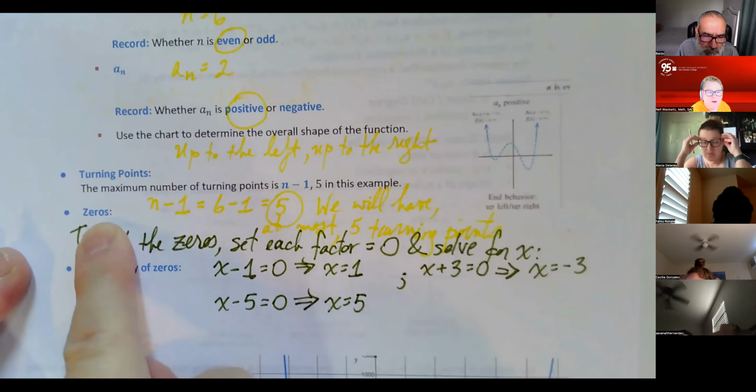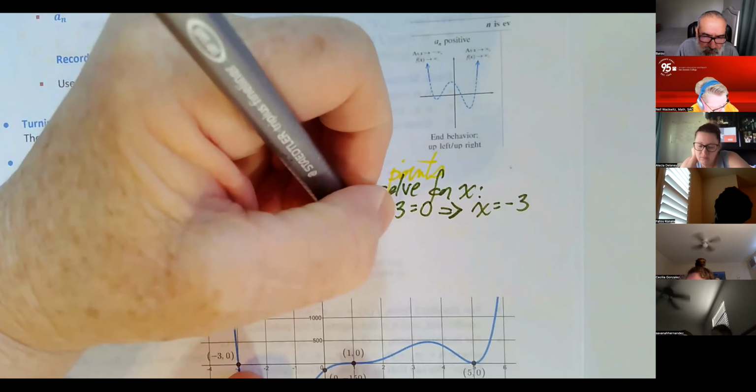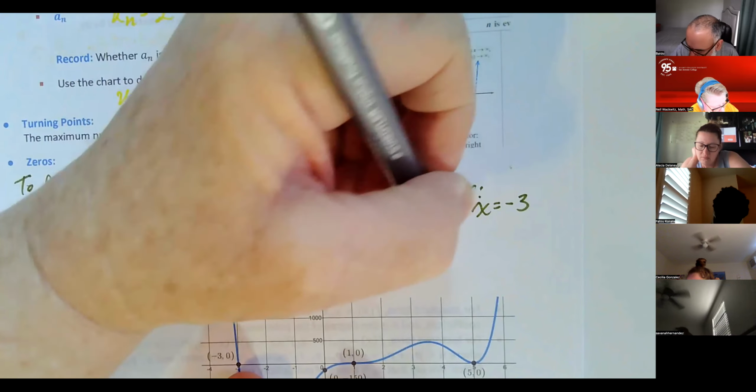Zeros are numbers. Let's write that down. Zeros are numbers.